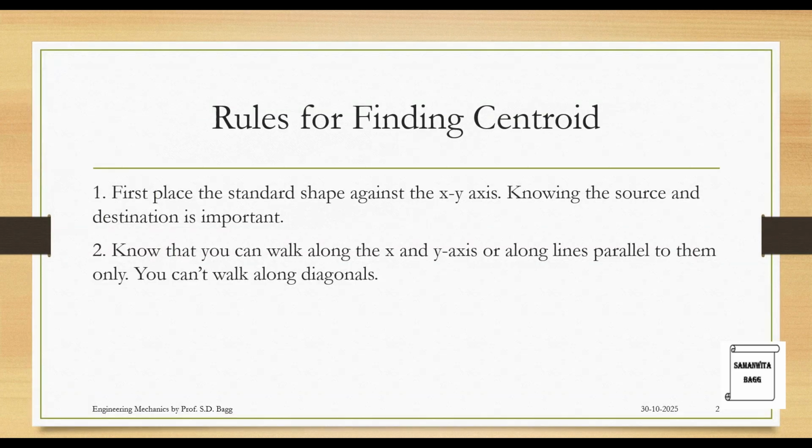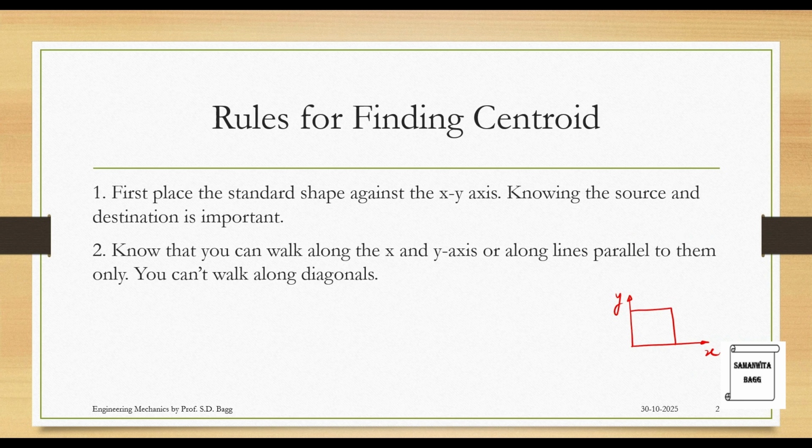Now, we will discuss certain rules for finding the centroid. If you think of this as a game, there are certain rules for playing every game, and so it is for this one. There are just two rules which you have to remember. The first is, first place the standard shape against the XY axis. Like I told you in the previous class as well, you have to first draw the X and the Y axis, and then you have to place your object, say it's a rectangle, in between this XY axis.